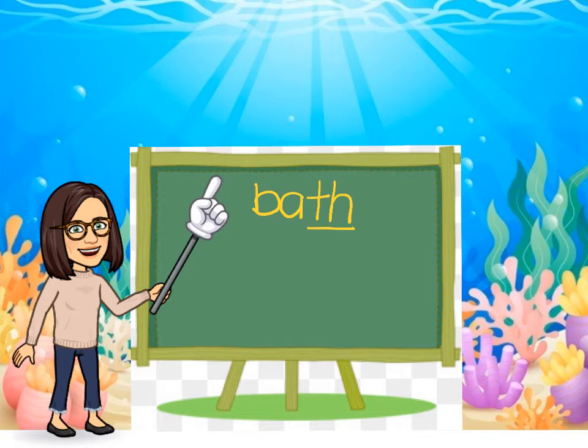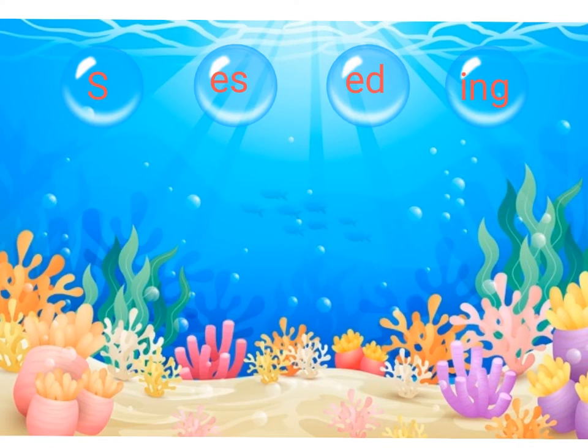How about the word thin? Thin. Go ahead and tap it out and write it. I hear th at the beginning. N. Thin. Great work with your digraph TH. We're going to go ahead and move on to another phonics skill.